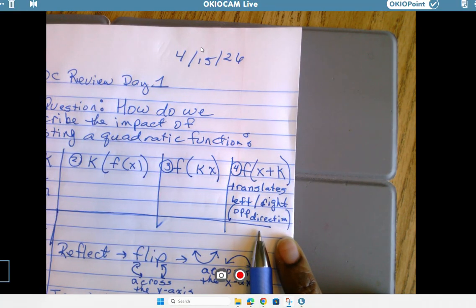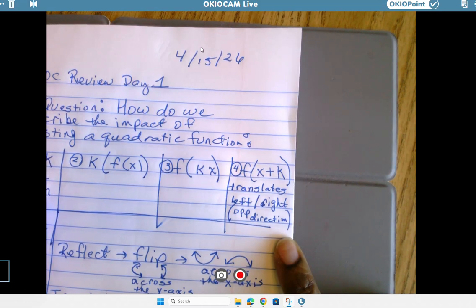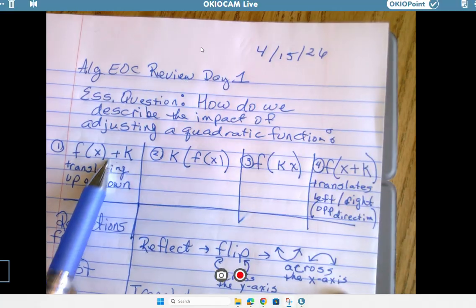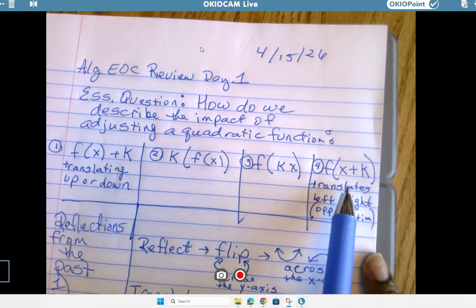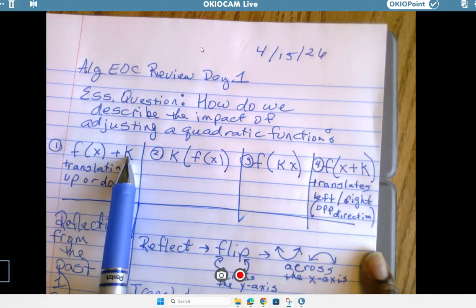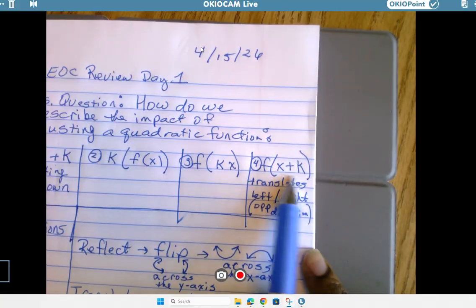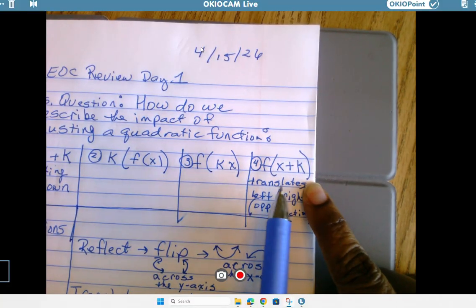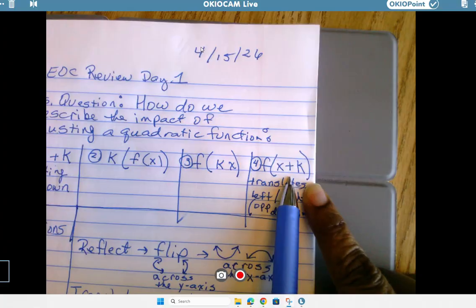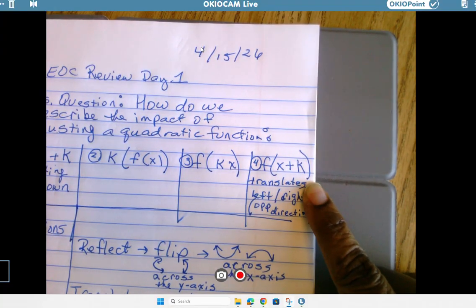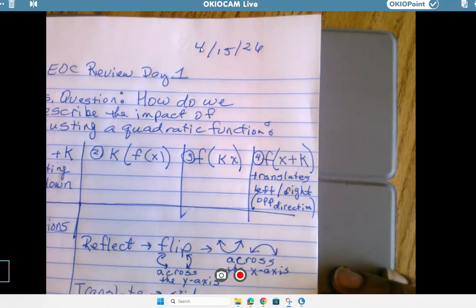Everybody all right? So plus K is going to move it up or down. That'll be up. If it's a minus, it's going to go down. Plus K on the inside is going to move it left or right. If it's positive, which way is it going? Right. And if it's negative, it's going to go left. That's the opposite direction, right? Okay. Moving on.